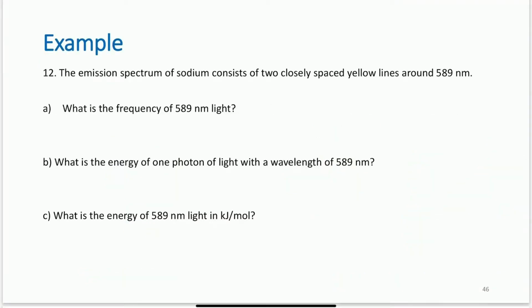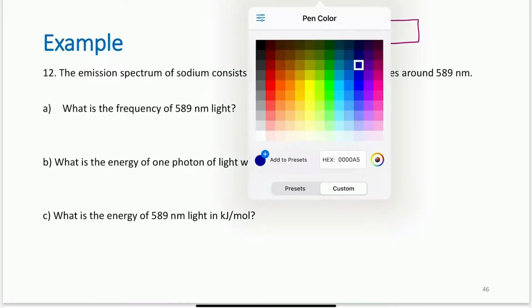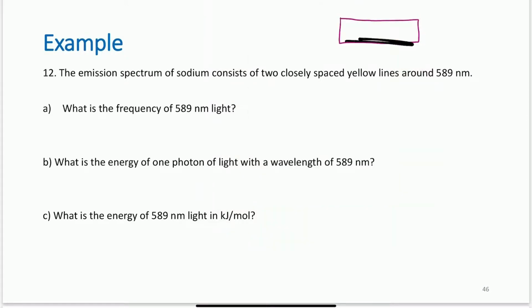The emission spectrum of sodium consists of 2 closely spaced yellow lines that are both around 589 nanometers. What do I mean by that? What do I mean by the emission spectrum? Well, that comes back to if I looked at a sodium lamp through a spectrum. So this whole thing is going to look like black light behind the scenes. So we've got this black light. Let's pretend this is a solid black light.